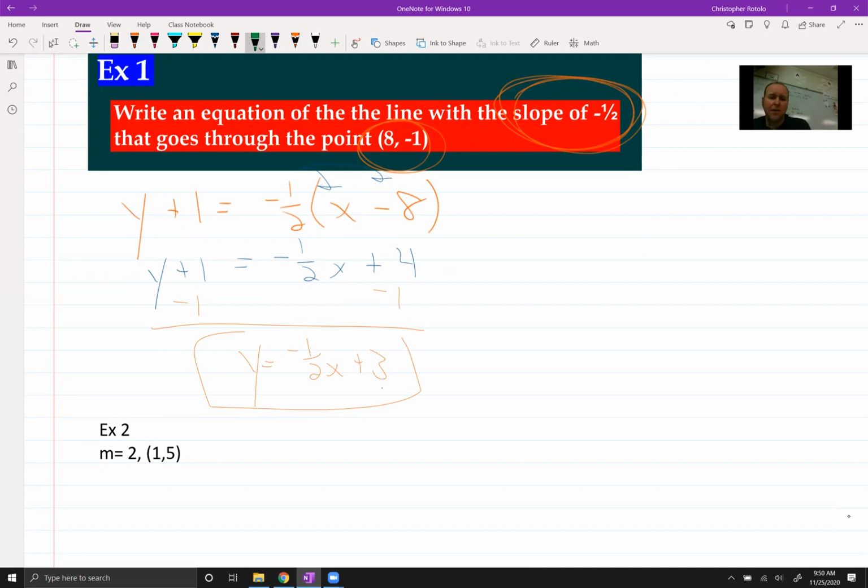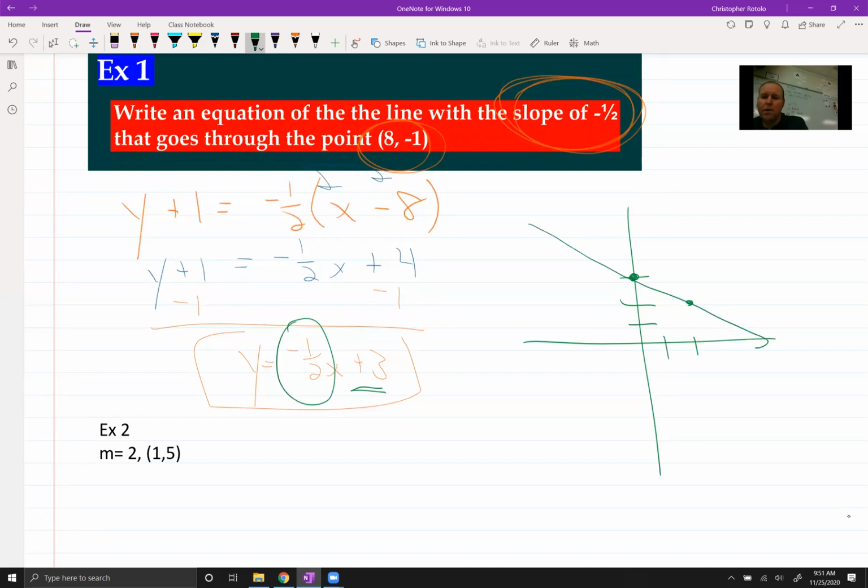All right, how do I graph it? Plus 3, 1, 2, 3. Plot the point. Slope is now -1/2, down 1 over 2, down 1 over 2. There it goes. All right, and grand idea, I got to make sure it's a negative slope. It's going down, right? Yes, we got it.